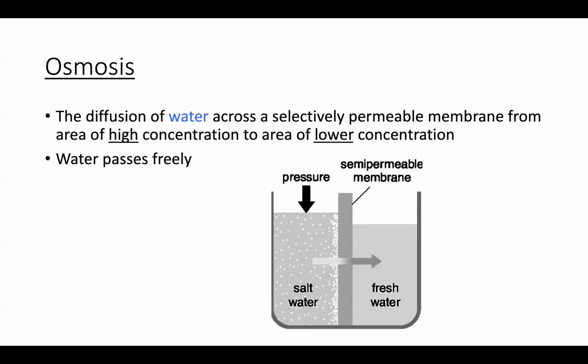Another special type of diffusion is osmosis. Osmosis is a special type of diffusion where we're moving water molecules. Osmosis is defined as the diffusion of water across a selectively permeable membrane from an area of higher concentration to low concentration. So water is going to pass freely through that membrane, unassisted, based on random motion, with no input of energy.